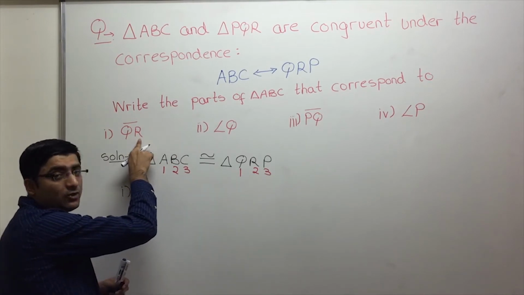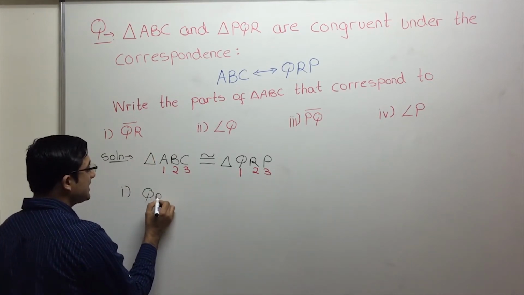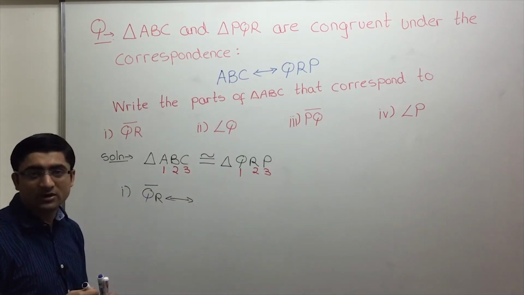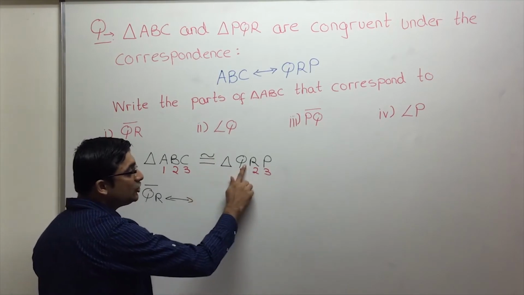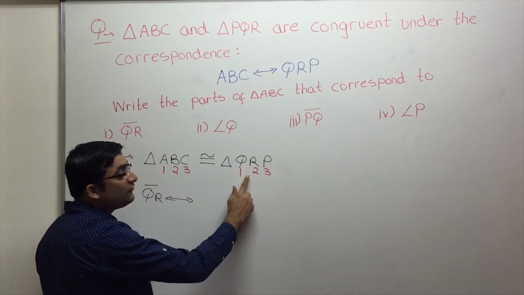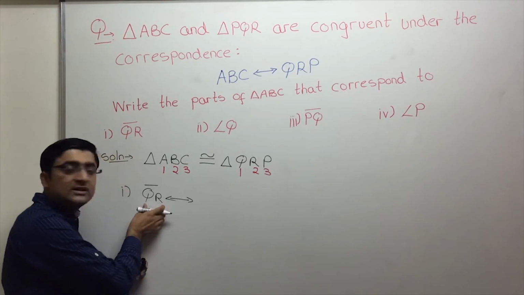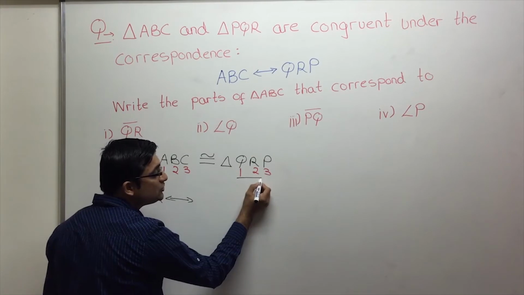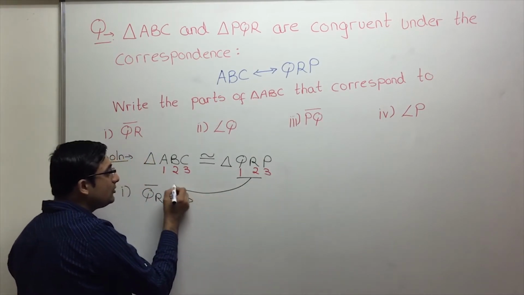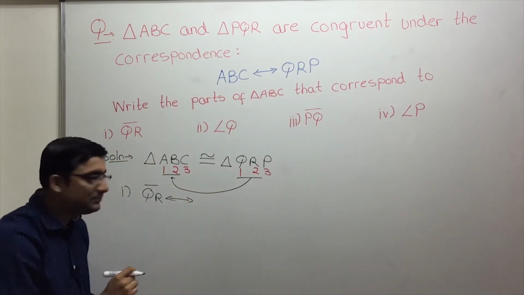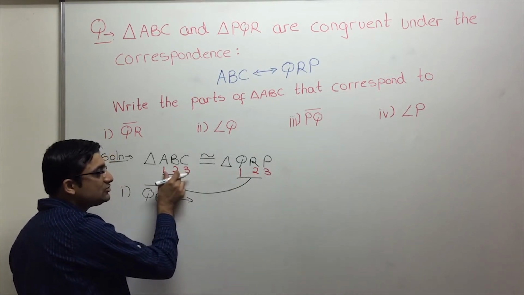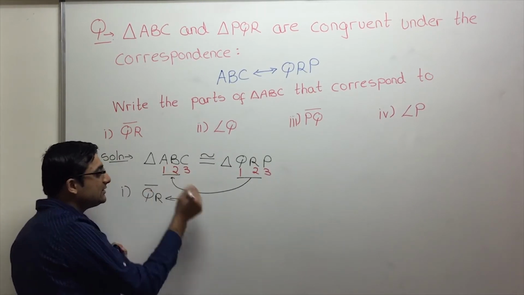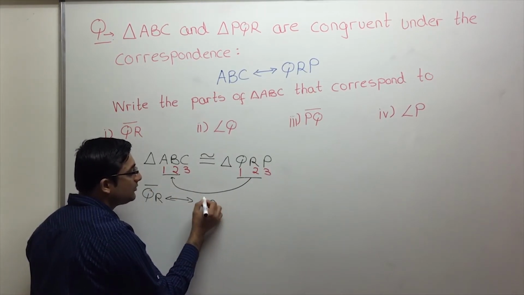Write the side corresponding to QR. How do we get it? Look for QR in your congruence statement. What is QR? The first two letters. So the first two letters correspond to the first two letters over here. That is AB. So QR corresponds to side AB.